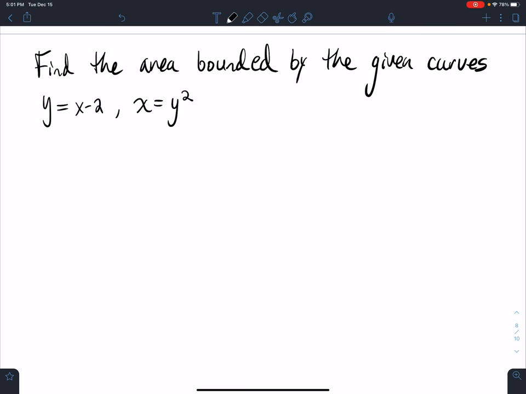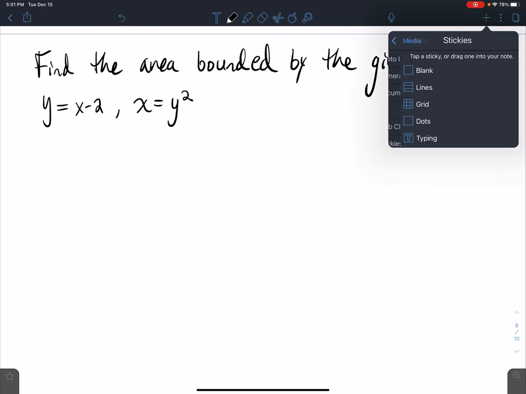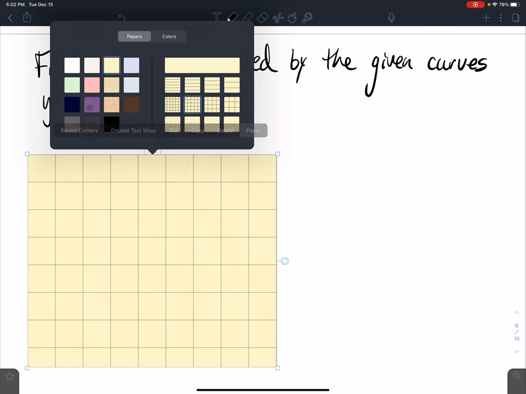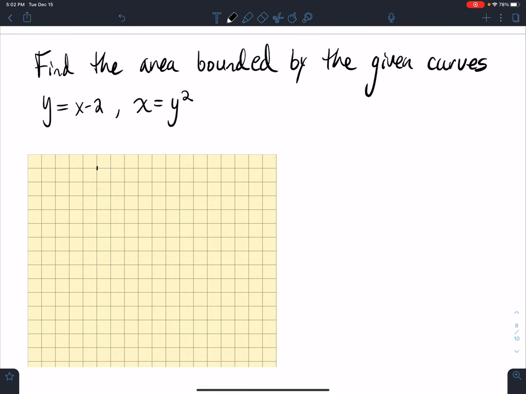Now, when we go to graph this, let's do this. I'm going to count by 2 blocks to be 1. Like that. And so this is my y-axis, and I've got my x-axis here.